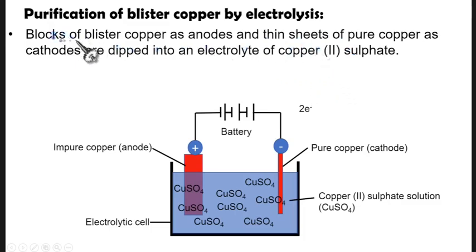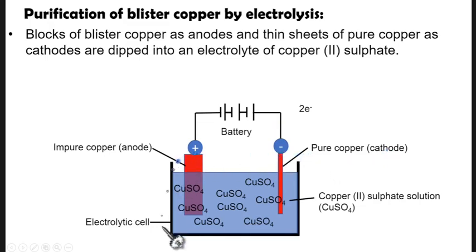You get blister copper, which acts as the anode. Here you have this one as the anode, which is impure copper. Blister copper is impure copper. The anode is connected to the positive terminal of the battery. Then we have pure copper, which is connected to the negative terminal of the battery, and that negative terminal is called the cathode. So this is what happens.